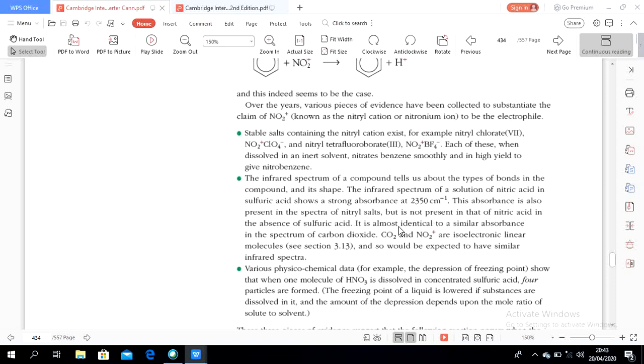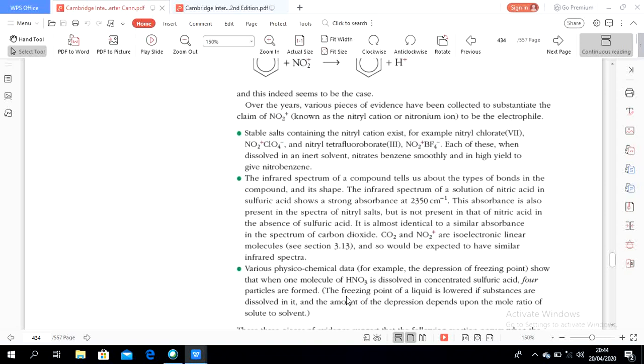It is also identical to the similar absorbance of carbon dioxide. Carbon dioxide and nitronium are isoelectronic linear molecules, so would be expected to have similar infrared spectra. We will discuss infrared spectrum later when we get into the chapter on analytical chemistry. And then various physicochemical data show that when one molecule of nitric acid dissolves in concentrated sulfuric acid, 4 particles are formed.